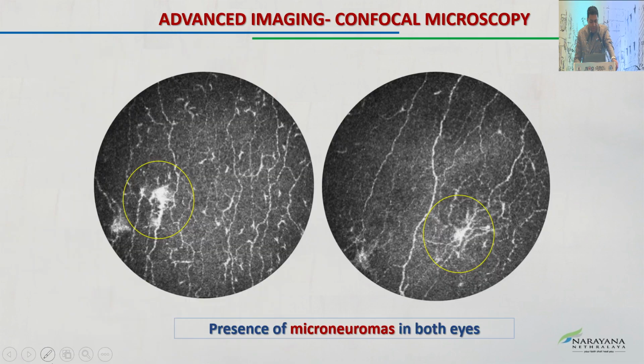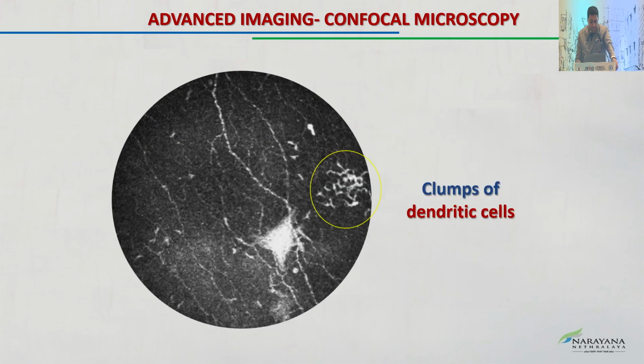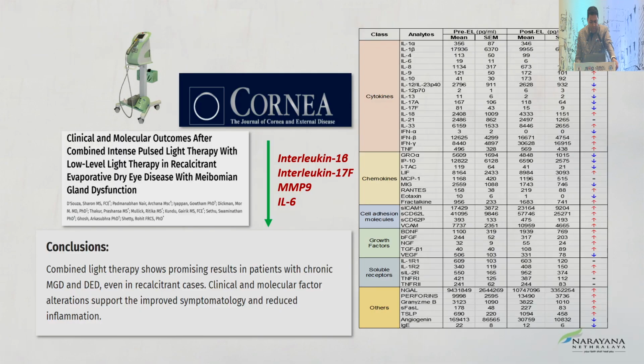So what we did was, in this patient, and this again we published, microneuromas have a very high level of, somehow they are linked with the IL-17 response. So in the past we had published this work where we used the intense pulsed light, or IPL, therapies. This was a highlight at that point of time. And what we found was one of the factors which was very well controlled with this was IL-17.